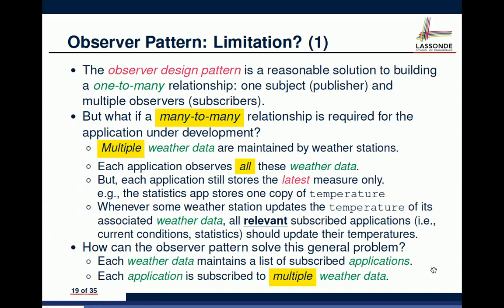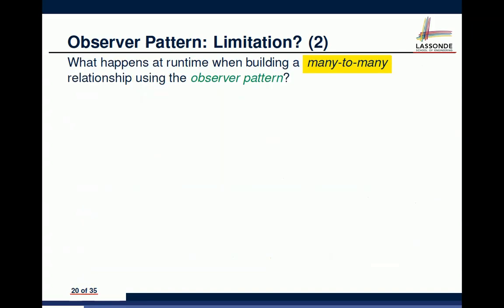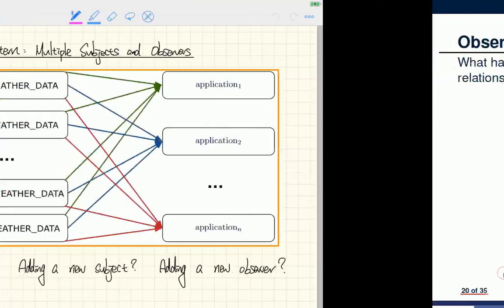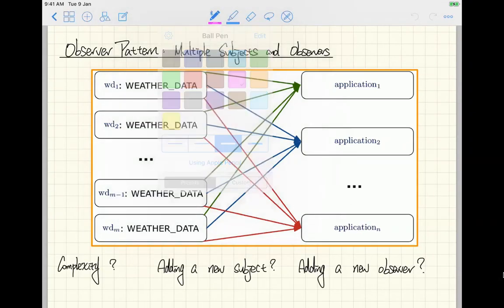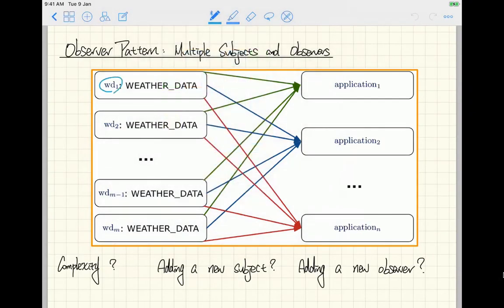Let's see some diagram here. Okay. What we want to achieve is something like this. Okay, so now let me show you exactly what I meant. So now, for example, you can see we got weather data 1, 2, all the way to n. We got n different weather data. And also we got application 1, application 2, all the way to application n. Okay, so we have n weather data, we got n applications.